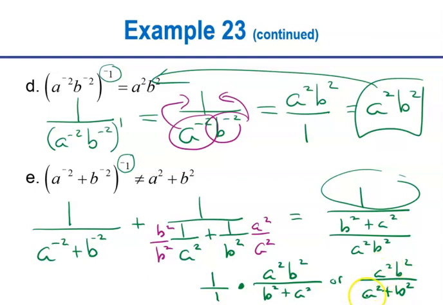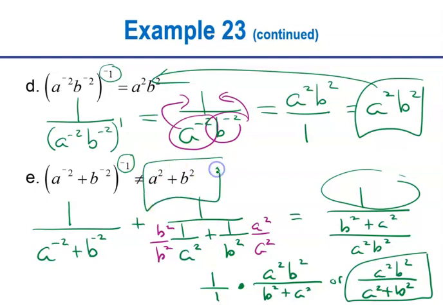Now, can I cancel these a squareds? Absolutely not. You can't cancel part of a sum. Same thing with the b squared. Y'all, that's as simple as that gets. But it is definitely not the other side. So we showed that this is not equal to what we have down here in the denominator. They get a little bit more complicated, don't they?